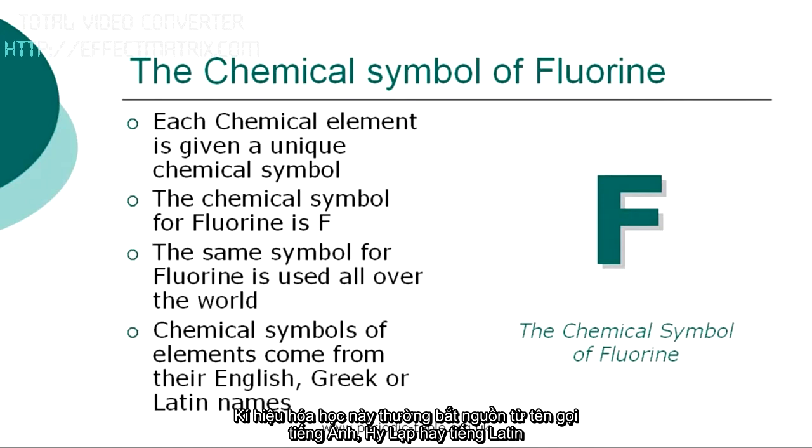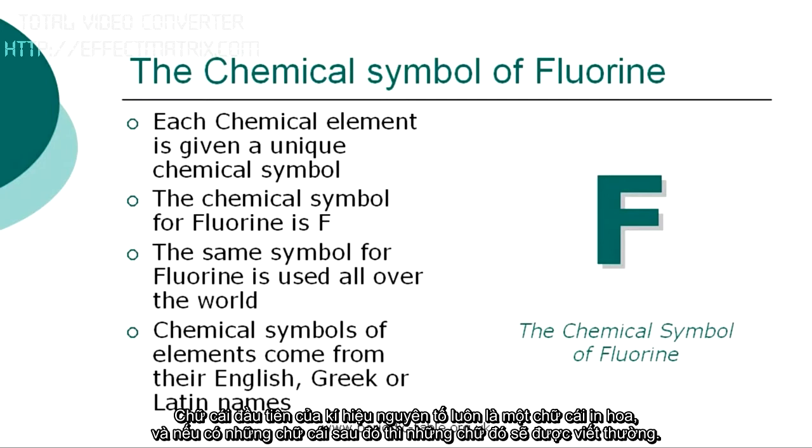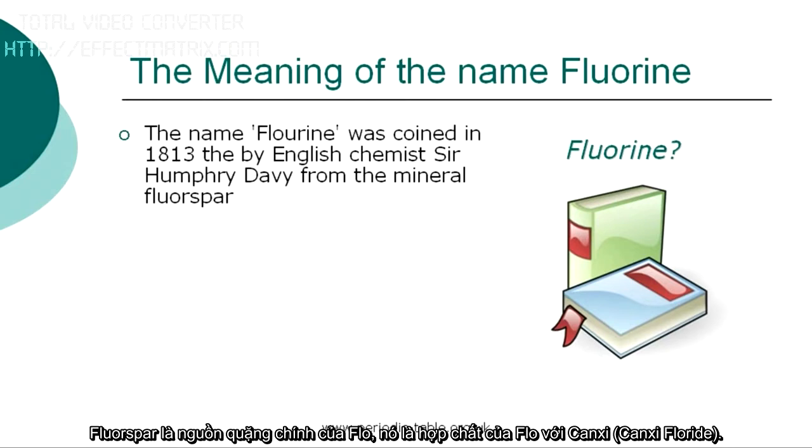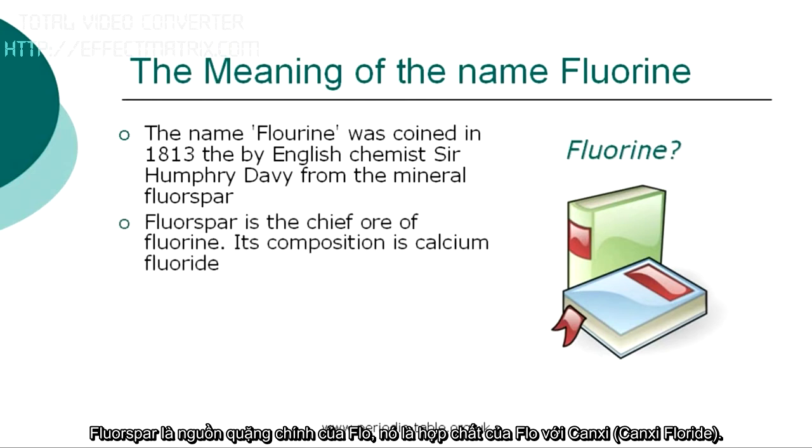The chemical symbols of elements come from their English, Greek, or Latin names. The first letter of a symbol is always a capital letter, and if there are any subsequent letters, they are expressed in lowercase. The name fluorine was coined in 1813 by the English chemist Sir Humphry Davy, from fluorspar, the name of the mineral where it was first found. Fluorspar is the chief ore of fluorine. Its composition is calcium fluoride.